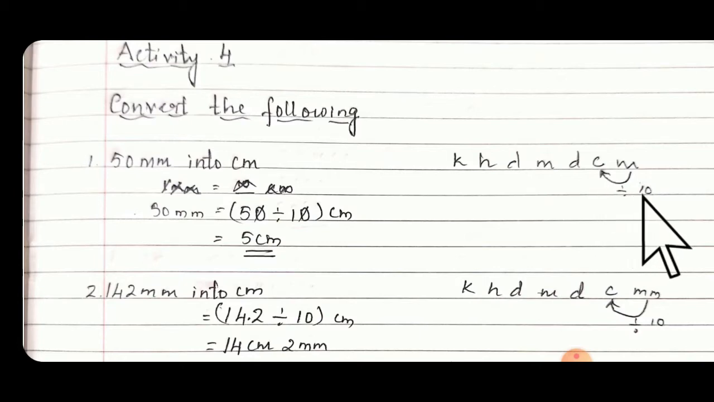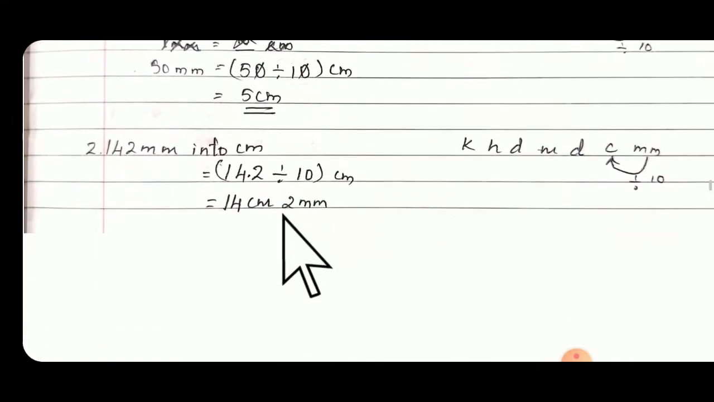Divided by how much? 10. Suppose if it was forward, it would be multiplication. Now it is division. 500 mm is equal to 500 divided by 10 centimeter. If you cancel the zeros, you'll get the answer as 50 centimeter.